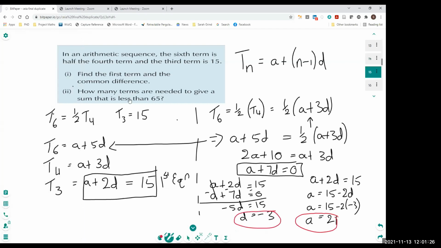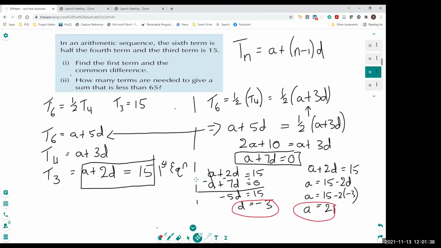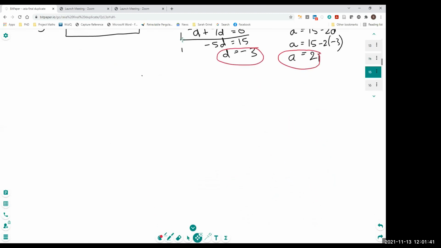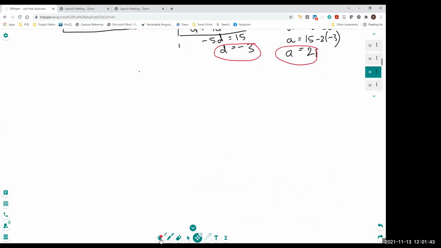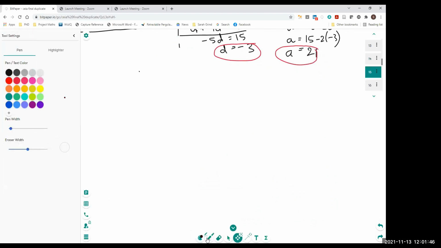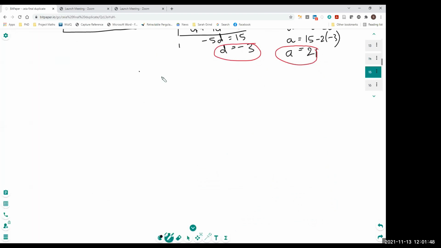So we solve for A is equal to 21 and D is equal to minus 3. How many terms are needed to give a sum that is less than 65? So this would be a typical exam question. Let's go up here. How many terms are needed to give a sum that is less than 65? The sum of n is less than 65. In other words, find n.